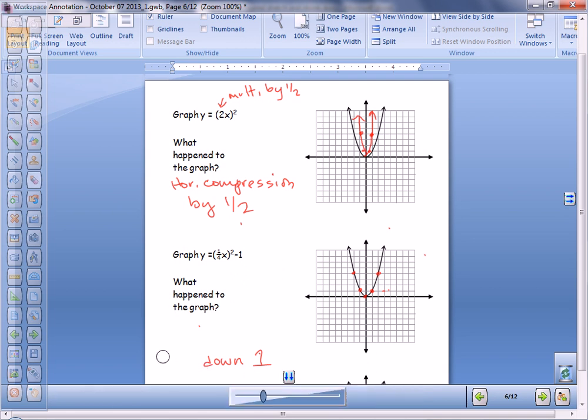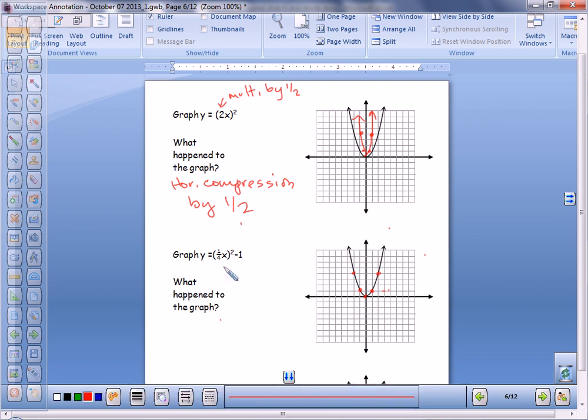What does the 1/4 do? Multiplies it by 4. And then what does this do? Down 1. Okay, so that's what we'll do. This was 1, 1, so now it's going to be 4, 1. But then we go down 1, so it's going to be 4, 0. This point right here was 2, 4, so now it's going to be 8, 4. But we go down 1.